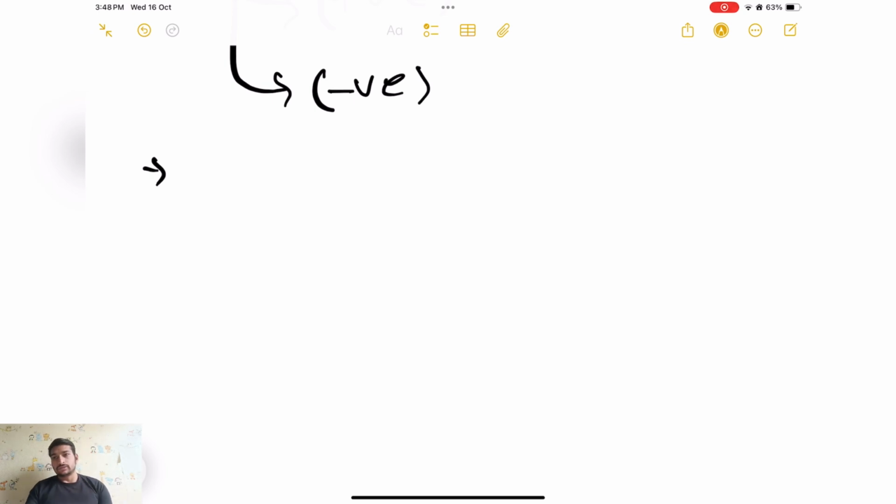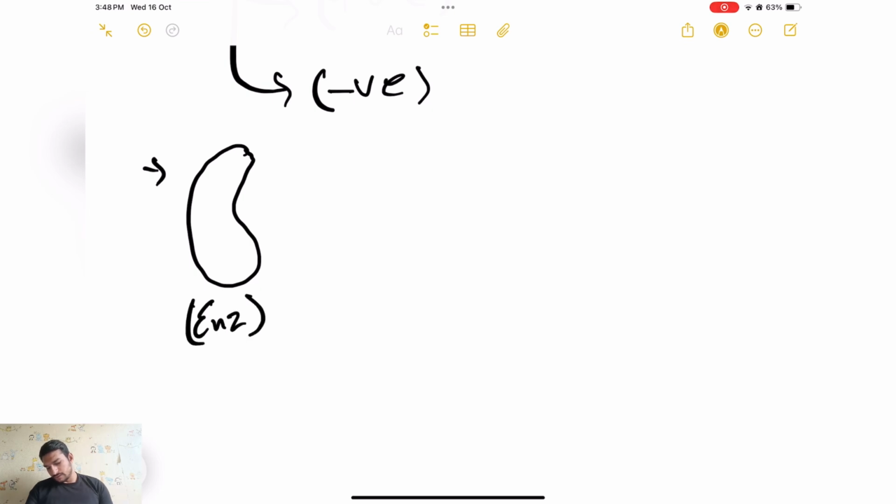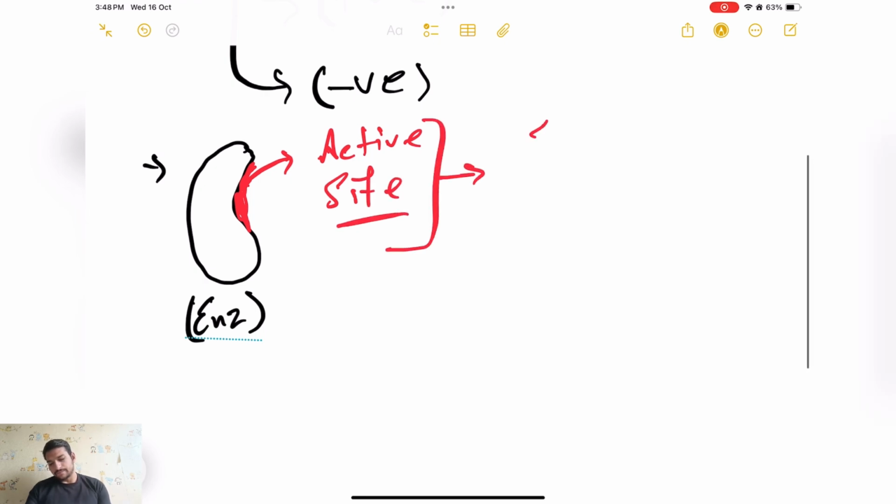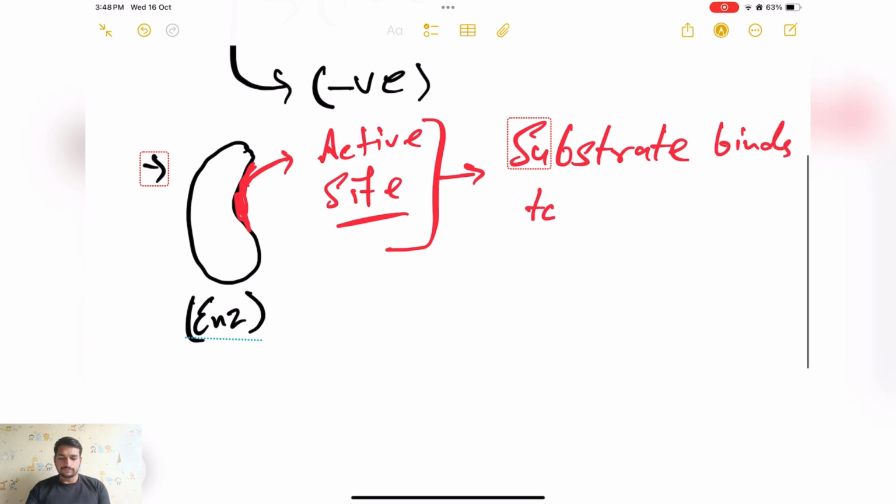Now we will see the structure. For example, we have an enzyme. Now we have an active site here. At this active site, the substrate binds to form product.